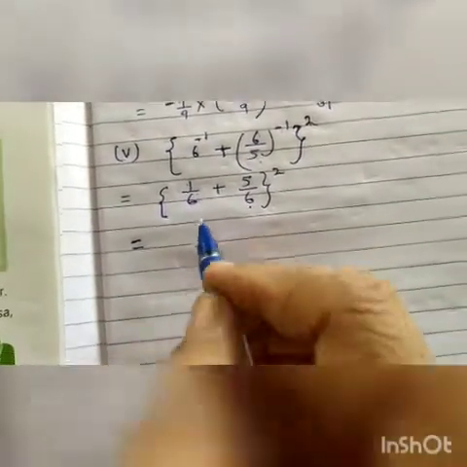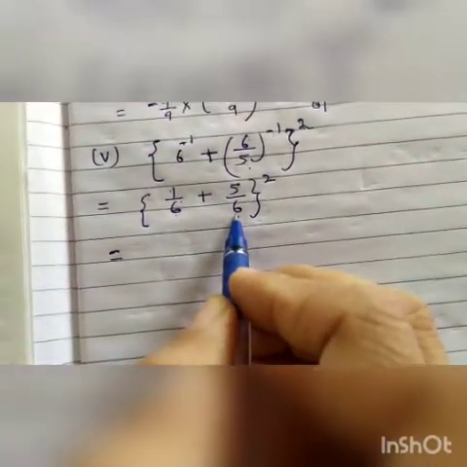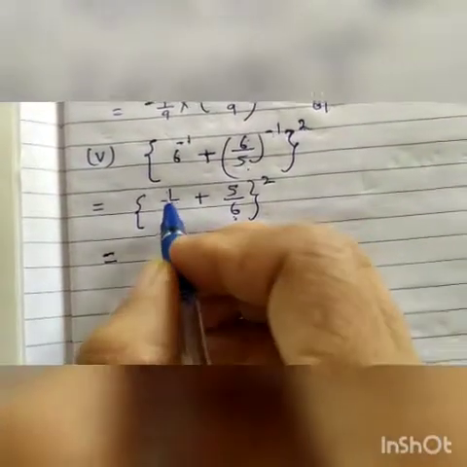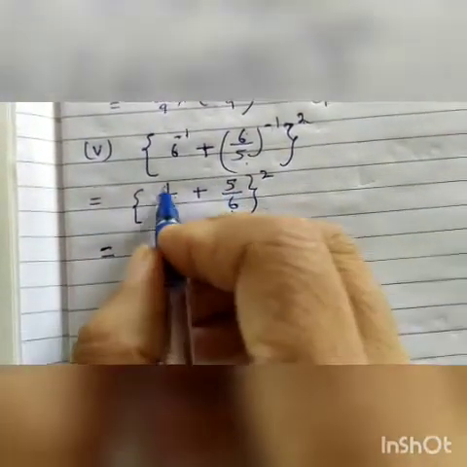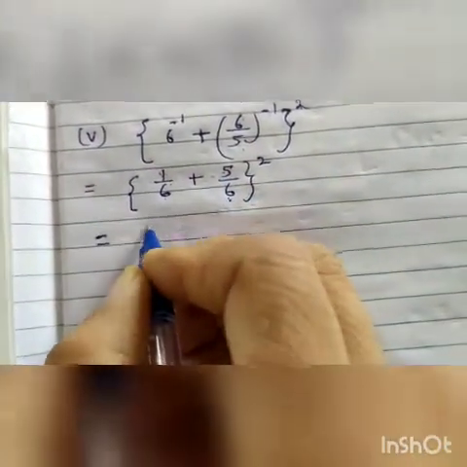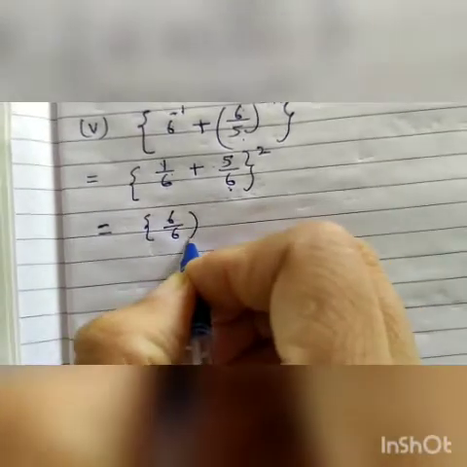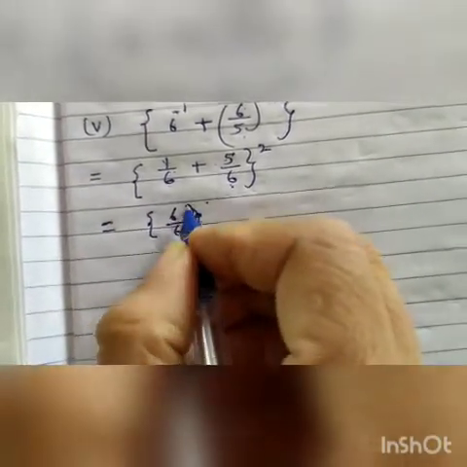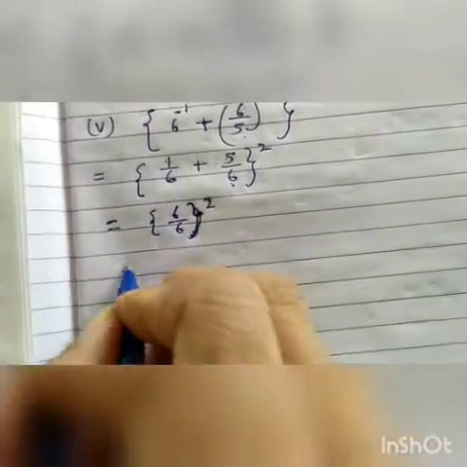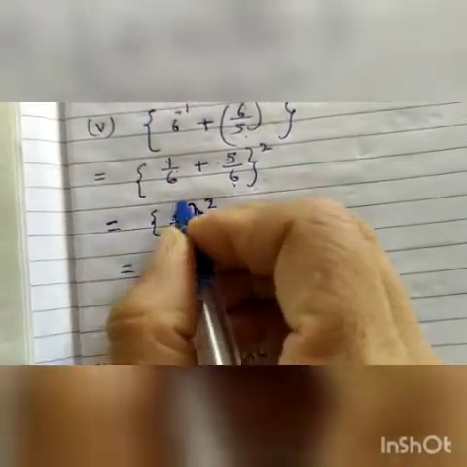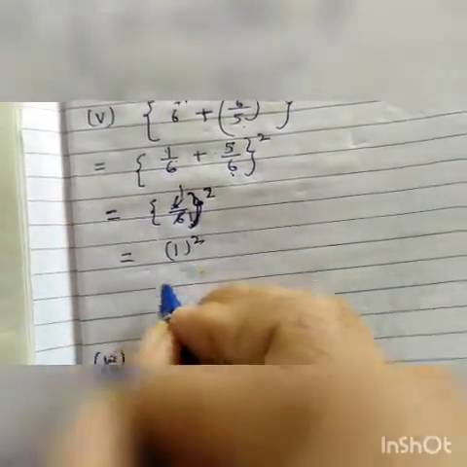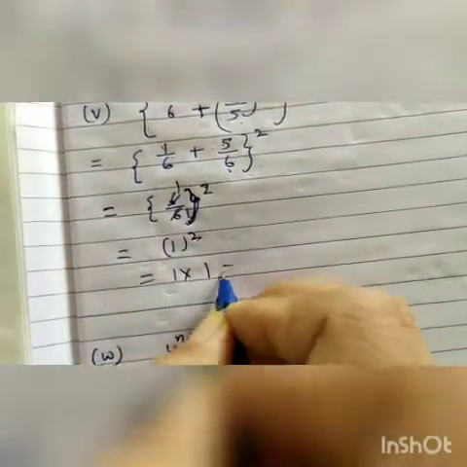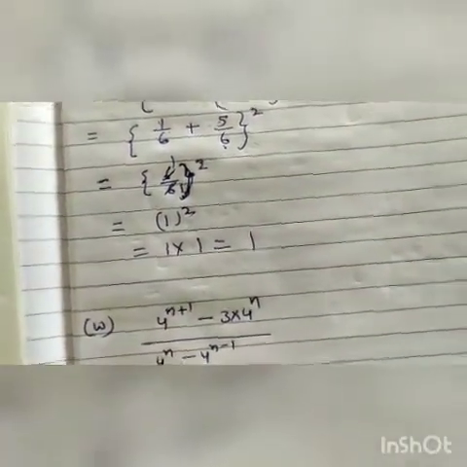Now see students, both the denominators are same. No need to find LCM. We will add numerators simply. 1 plus 5 is equal 6. It means 6 upon 6 whole power 2. 6 upon 6 means 6 1 is 6, 6 1 is 6. 1 power 2 means 1 into 1 equal 1.